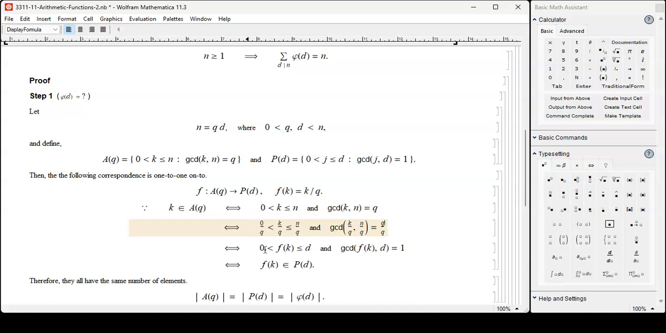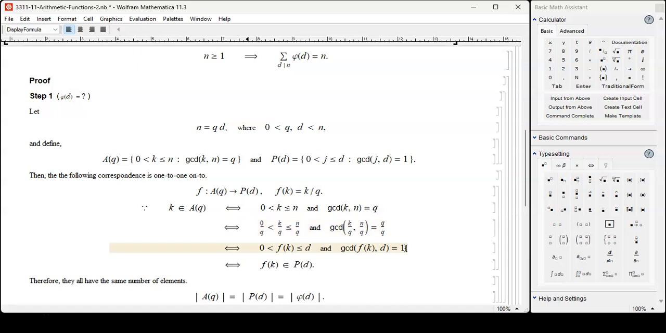So 0 divided by Q is 0. K divided by Q is, by this definition, f of K. And n divided by Q is D. Remember that? And then this GCD computation: K divided by Q is f of K, n divided by Q is D, and Q divided by Q is 1.